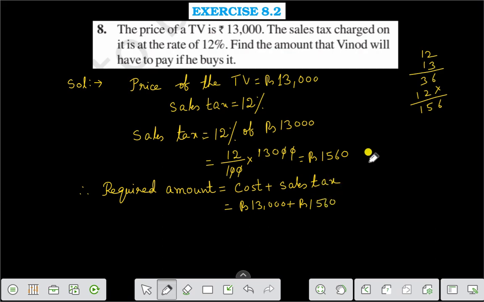We add both, that is rupees 13,000 plus rupees 1560. We add, then we are getting 14,560. That is equal to rupees 14,560.